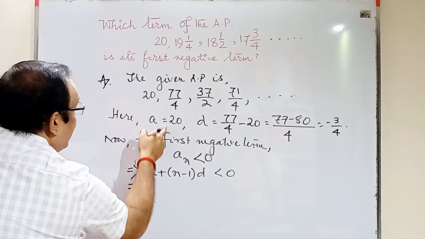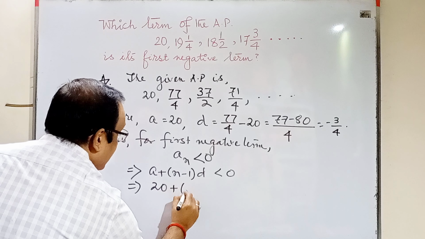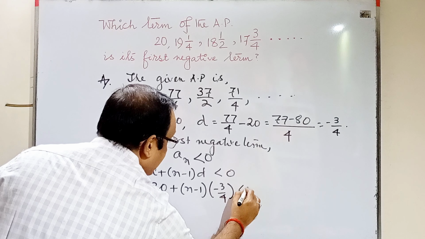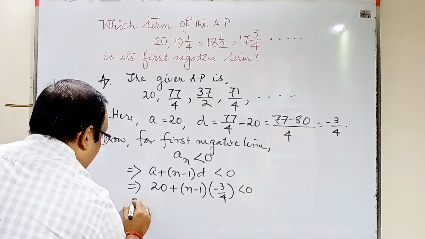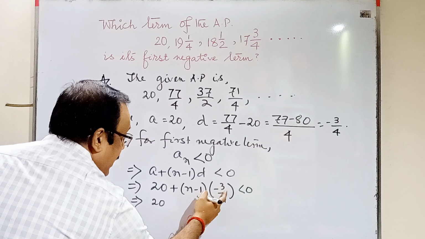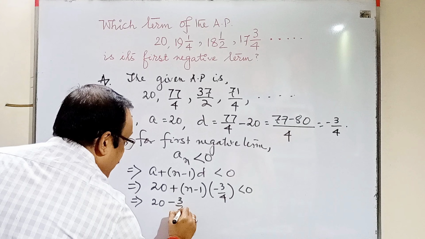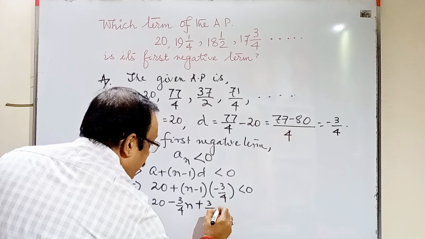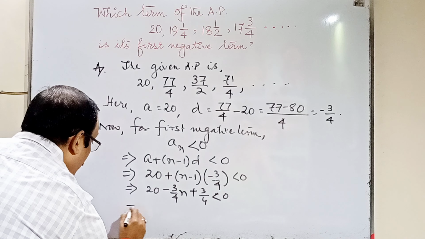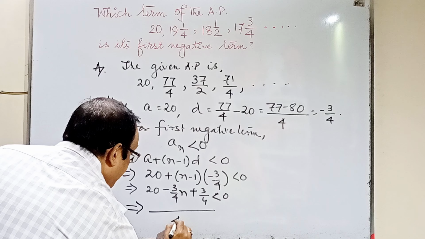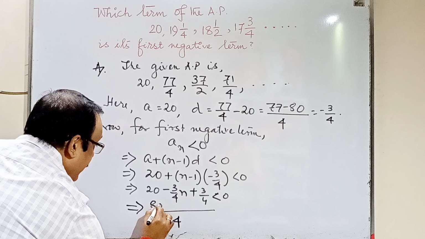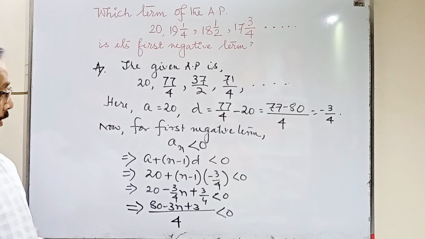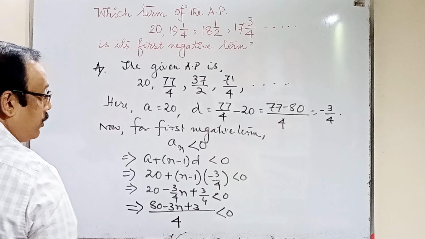So A is 20, plus (n minus 1) into D, which is minus 3 by 4, less than 0. So if you multiply, you get 20 minus 3 by 4 into n, so minus 3 by 4 n, minus 3 by 4 into this, plus 3 by 4, less than 0. So we'll have 4 as LCM: 4 into 20 is 80, minus 3n, plus 3, less than 0. If you cross multiply, this will become 0.